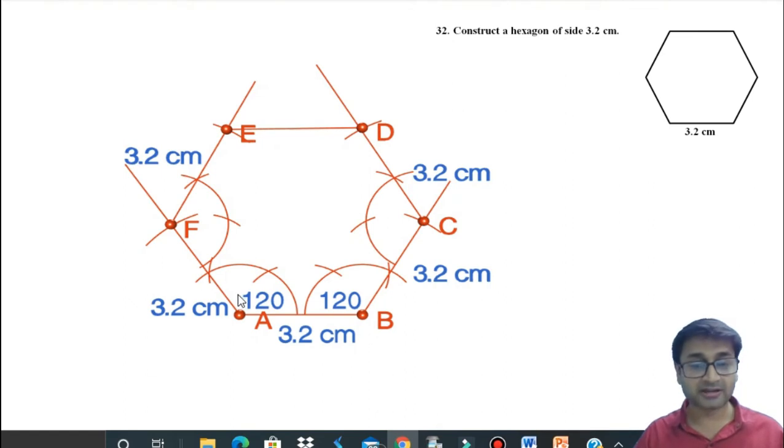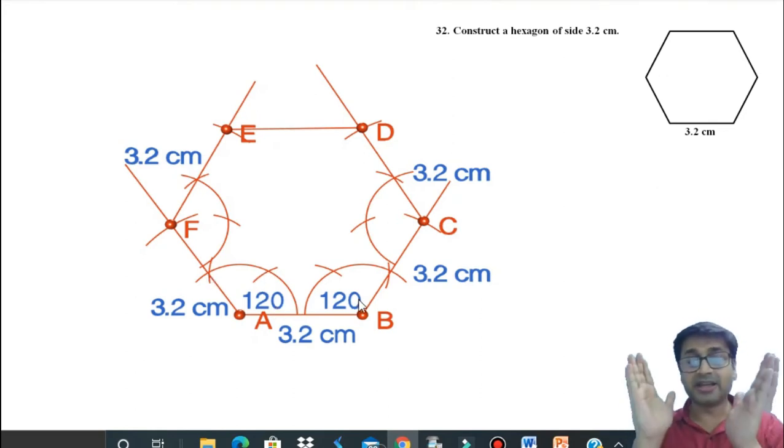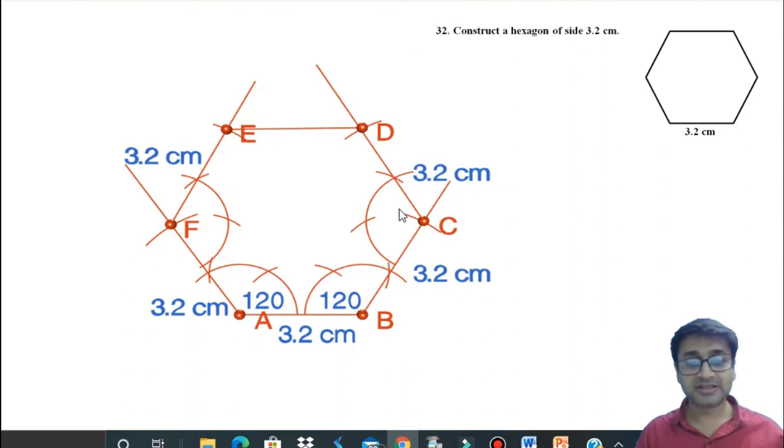Again keep your protractor here, just take a dot at 120, draw this line, and then draw these arcs. Arcs will obviously fall in the same place and you will get exact 120 degrees. Same way, repeat it here and here. Automatically you will get a perfect hexagon.